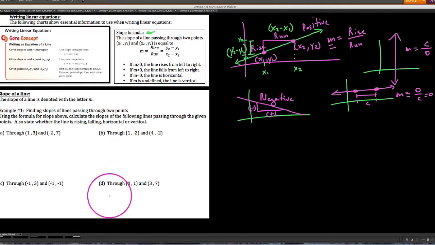What I'd like to do is, for all four of these, just go find the slope of the line passing through these 2 points using the slope formula that we've defined thusly, okay? And also state whether the line is rising, falling, horizontal, or vertical. So let's look at this first example here.